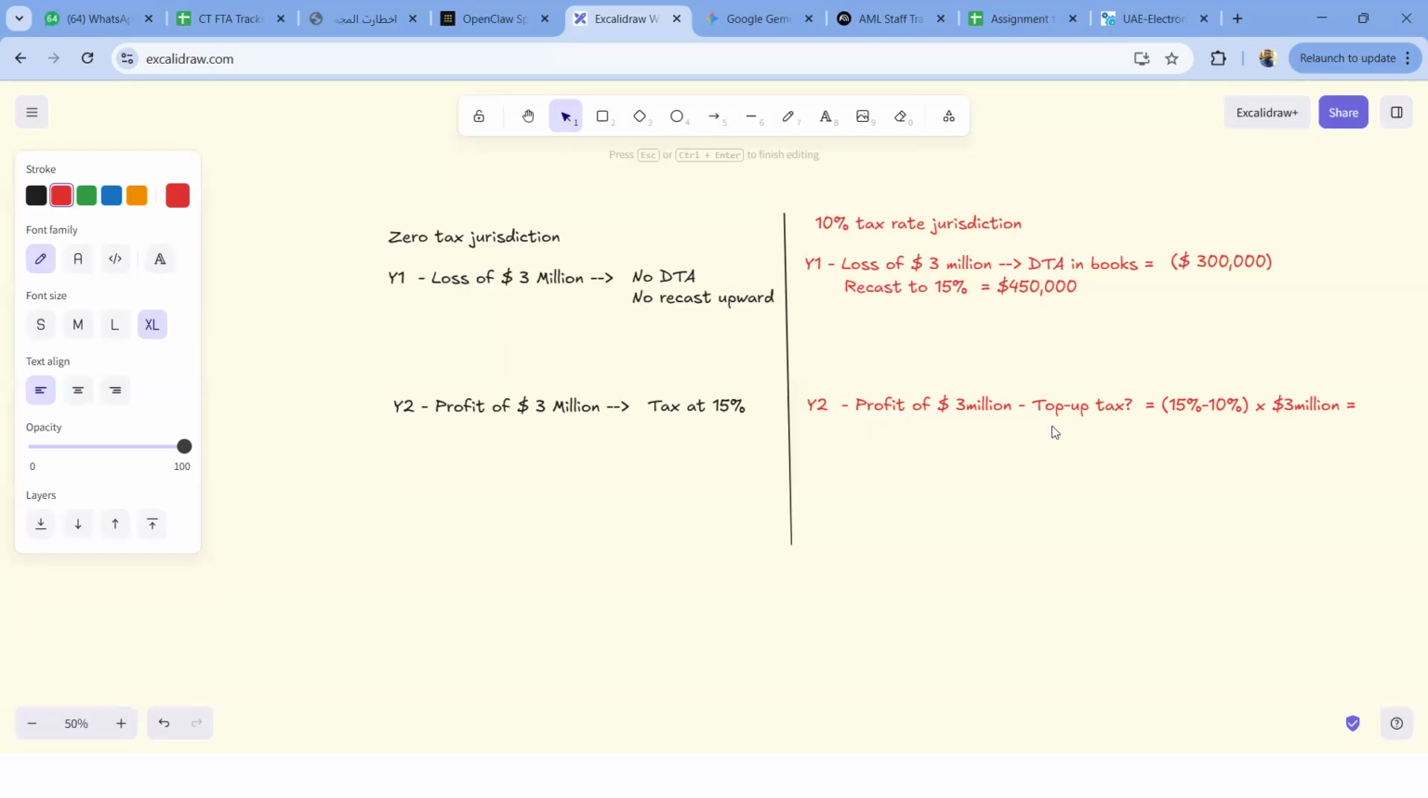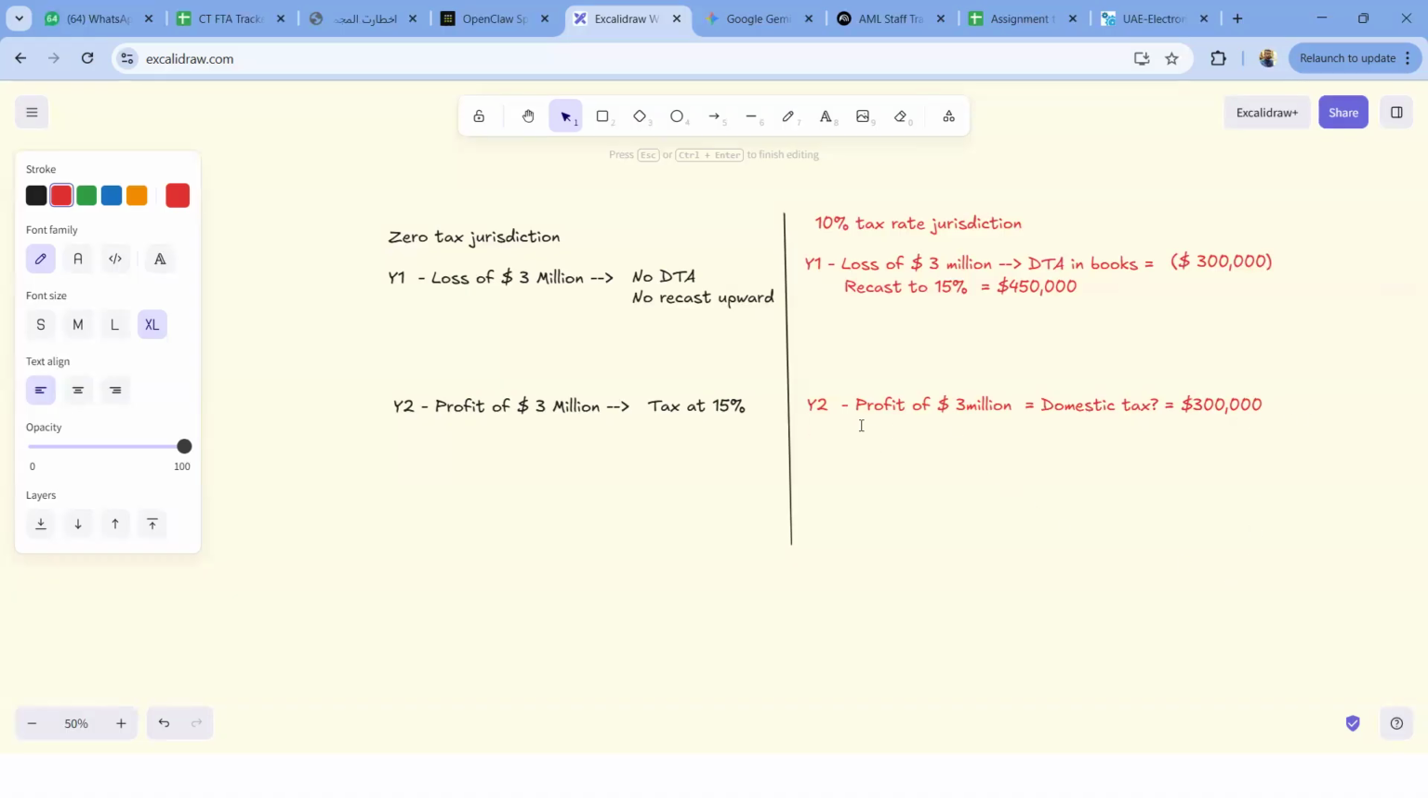Now you tell me, this is not the actual example. This is not what happens in reality, guys. Actually, I have a profit of 3 million, let's say. What would be the domestic tax that I pay? The tax rate is 10%. What would be my domestic tax? That is going to be 300,000. Yes or no? This is going to be my domestic tax. And my top up tax is going to be how much?